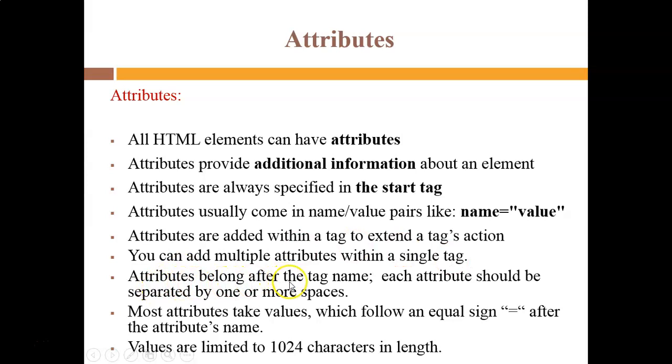Attributes belong after the tag name. Each attribute should be separated by one or more spaces. That means if I want to declare multiple attributes together in a single tag, just give a single space. Okay, and if I want to initialize any value to that attribute, just use the equal sign. And values are limited to 1024 characters in length.